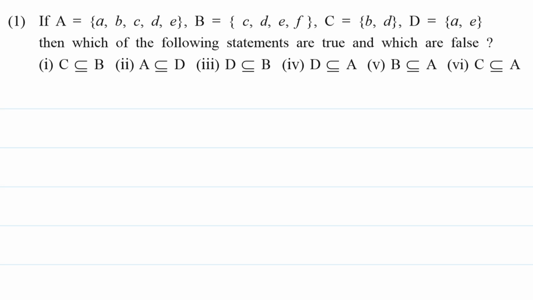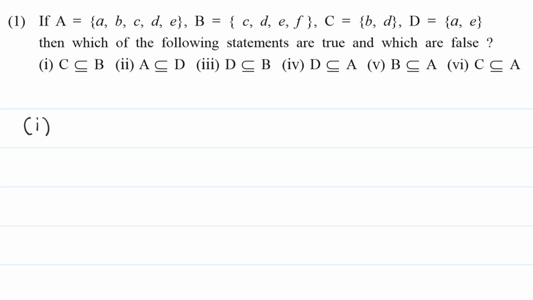Practice set 1.3, question number 1, sub question 1. We have to decide whether C is a subset of B. The condition for C to be a subset of B is that all elements of C must be present in set B. Then C will be a subset of B.